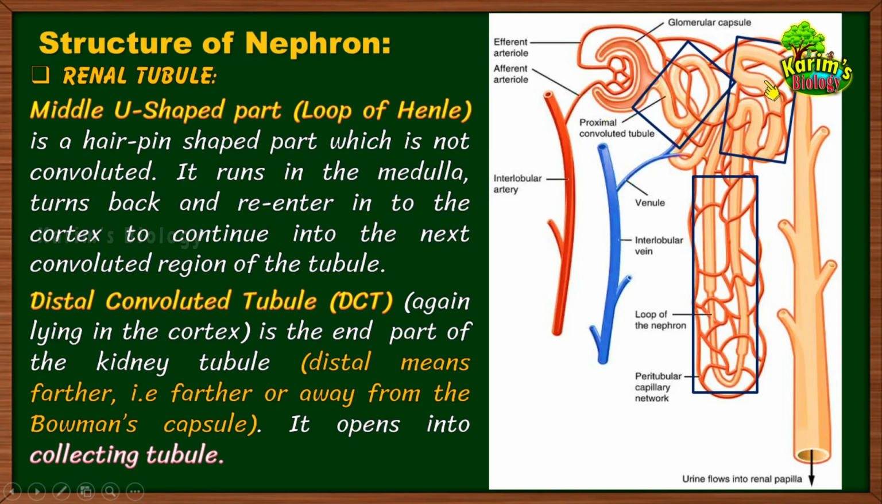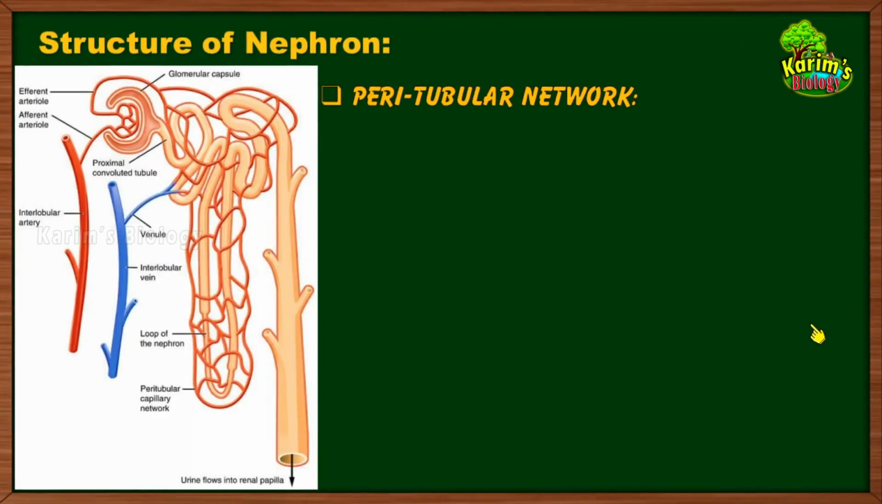And where is it opening? The distal convoluted tubule is again opening into a long tube-like structure which is called collecting tubule. It is called collecting tubule because it collects the urine that is formed by this particular nephron. The urine formed in this nephron travels through this tubular part and dumps the urine into this collecting tubule, right? So that's about the collecting tubule.